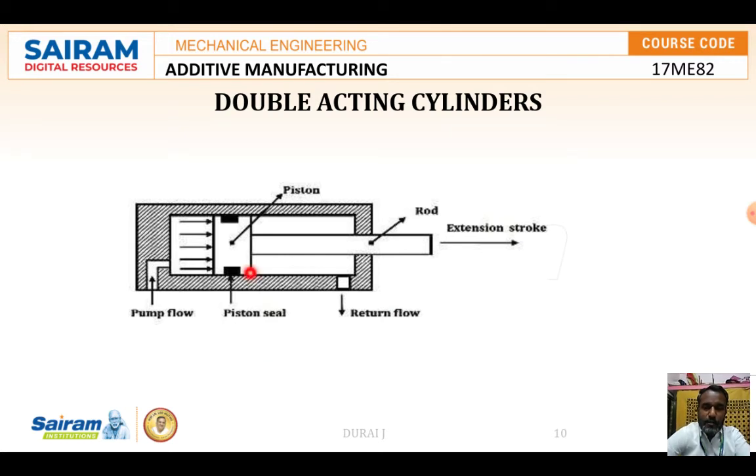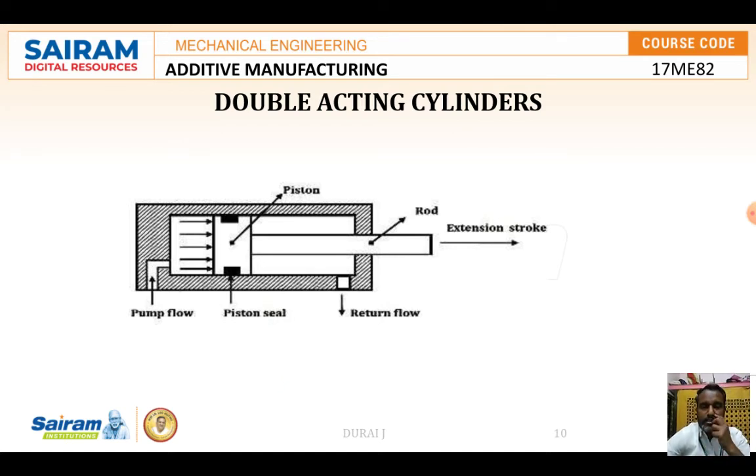Once it reaches the maximum end, we change the direction control valve, and the flow enters over here. Once the flow enters, the pressure acts on this side of the cylinder, so it pushes the cylinder from right to left. Whichever fluid is placed here goes via this inlet port and stores in the reservoir.